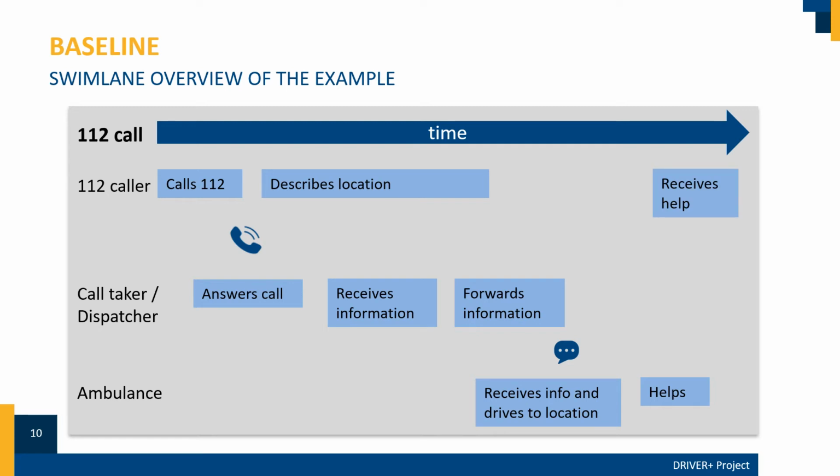In the next step, think of the communication processes between the roles. What kind of information is given? When? To whom? By the use of which means? 12. The 112 caller and the call taker obviously communicate over phone in both interactions. The call taker may also ask questions, so the communication is bilateral. 13. The call taker or dispatcher forwards the information over the dispatch software and is received by the ambulance as a short message or similar. 14. The help is given in person, so the communication is face-to-face. Now we've finished our simplified baseline.